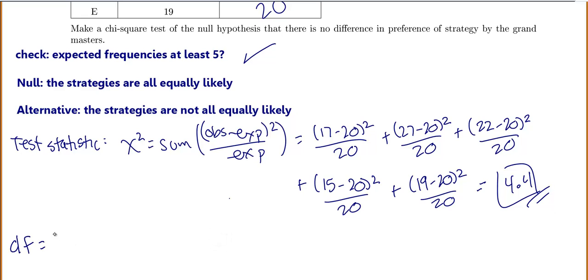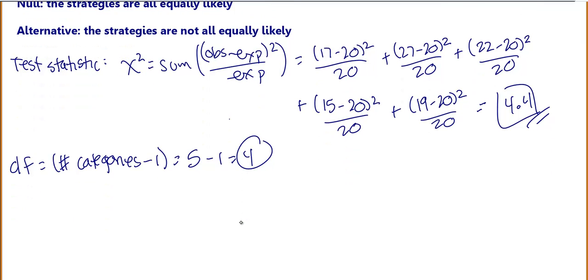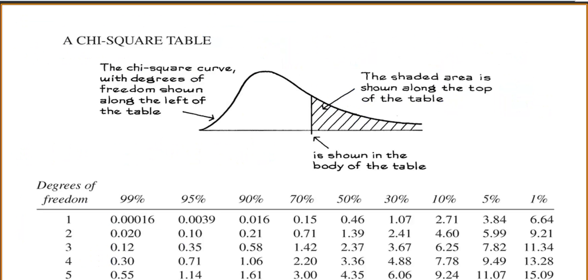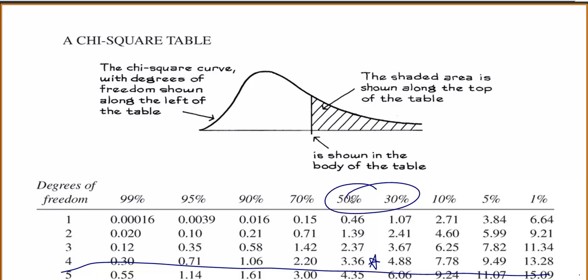Now for your degrees of freedom, for the chi-square test of goodness of fit, it's number of categories minus 1. So we have 5 categories minus 1 gives us 4. So here's my chi-squared equals 4.4. We're looking for the area to the right. We have 4 degrees of freedom. Now in our last 2 problems, our degrees of freedom and our test statistics have been pretty similar. That's just pure coincidence. So 4 degrees of freedom, we're looking for 4.4. That's in between 3.36 and 4.48. So my area is between 30 and 50%.